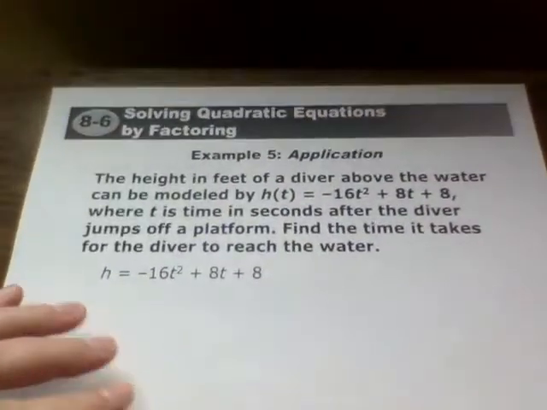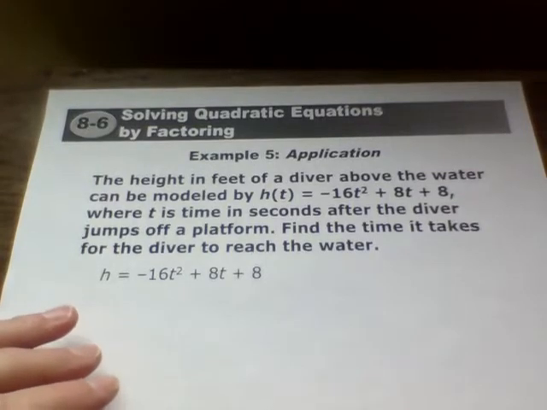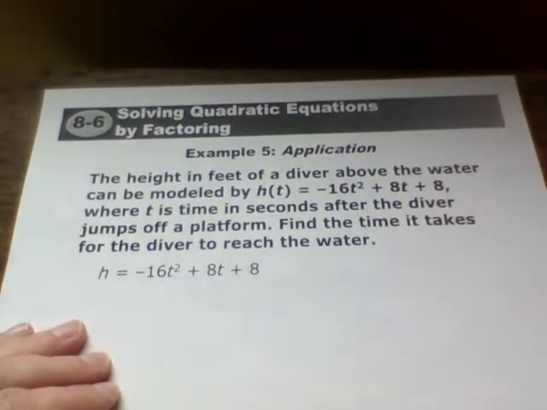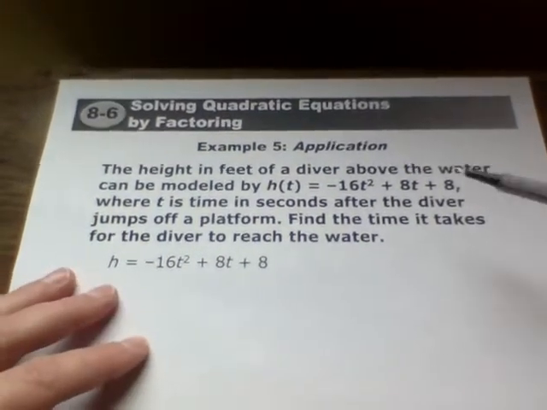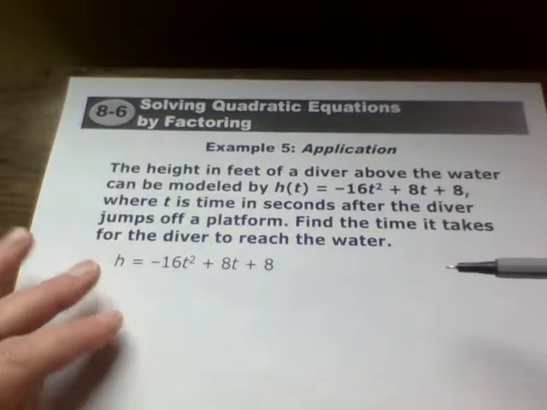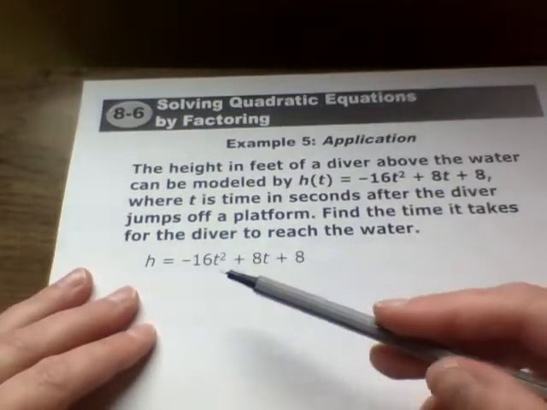All right, then we have an application here as our last example. We have the height in feet of a diver above the water can be modeled by this equation, where t is the time in seconds after the diver jumps off the platform. And we need to find the time it takes for the diver to reach the water. As we've been doing here, the idea is going to be to factor this and then solve.